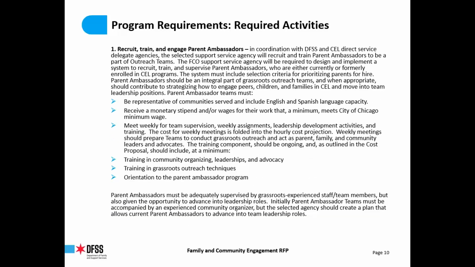Next, oh, there we go. Okay, so here are the required activities. Number 1, recruit, train, and engage parent ambassadors. So what we would like to see this vendor do is recruit and train parents, current, former, and community members in some combination to be able to conduct this grassroots outreach to the communities where we can find Head Start eligible children and families.